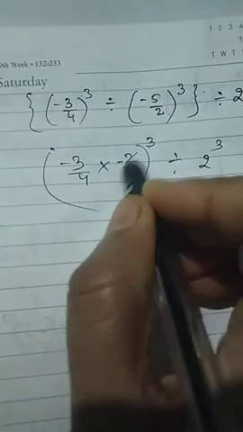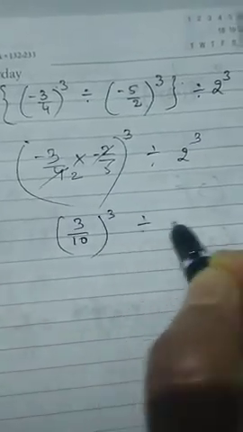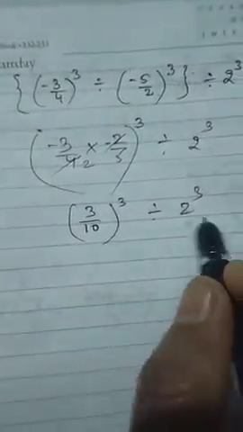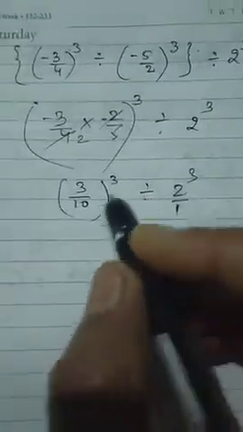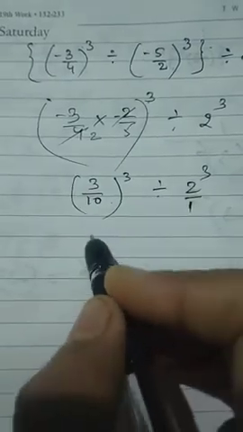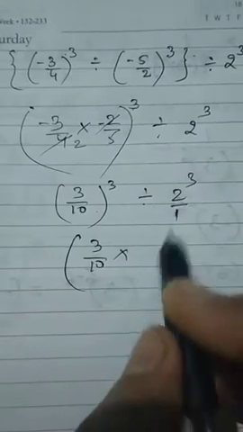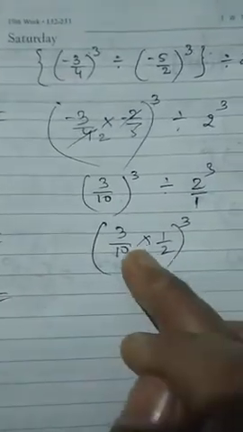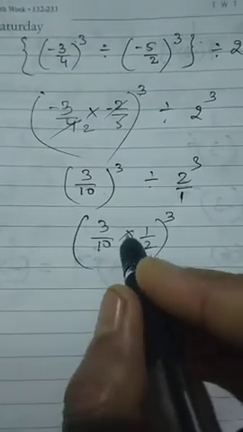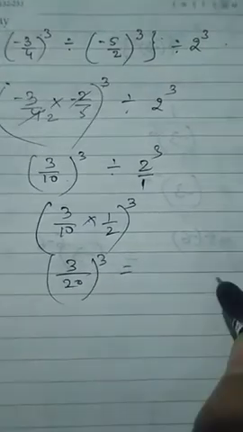So complete the bracket work. 2 twos are 4, minus minus will be plus. So 3 by 5 times 2 is 10 cubed, divided by 2 to the power 3. Now this and this we will divide. Again the bases are different but the power is the same, so again we will divide it. Divide means make its reciprocal, and the sign will change to multiply. Now 3 ones are 3 by 10 twos are 20 to the power 3.